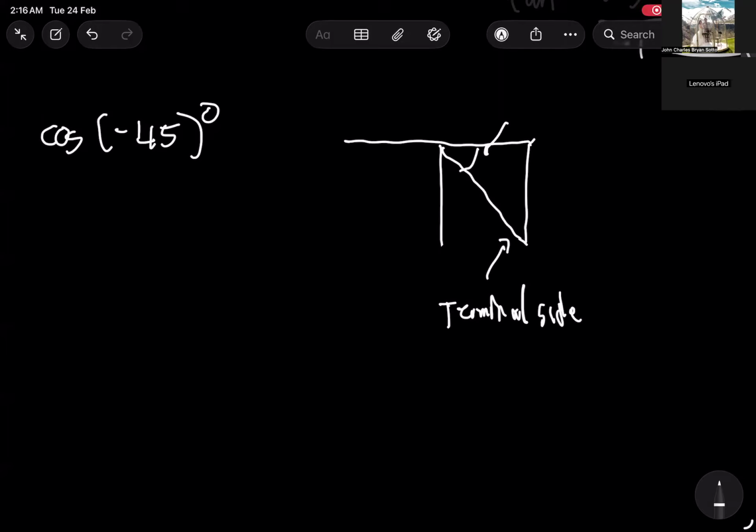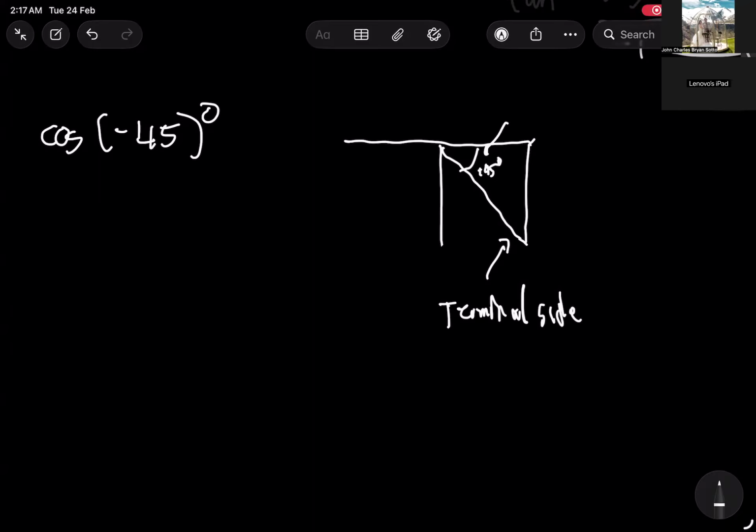So how can we solve that? So this is negative 45 degrees. So automatically that's negative 45 degrees. But since all reference angles are positive, that's positive 45.